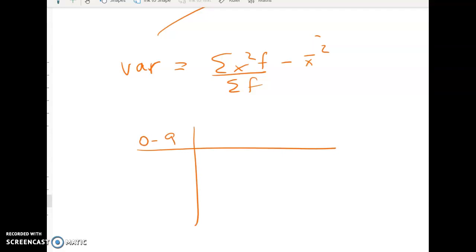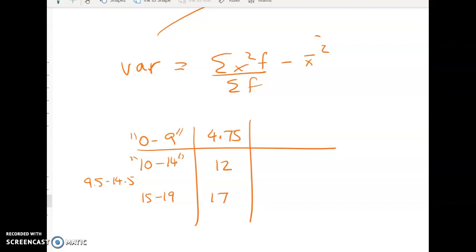So here's my 0 to 9 category, but the midpoint of that category we worked out before was 4.75. For the next one, the 10 to 14 group, which I'm going to put in inverted commas because it is really 9.5 to 14.5, we found that the midpoint was 12. For the 15 to 19 group, we had the midpoint was 17. And for the last group, we had that the midpoint was 25, because the 20 to 30 group goes from 19.5 to 30.5.